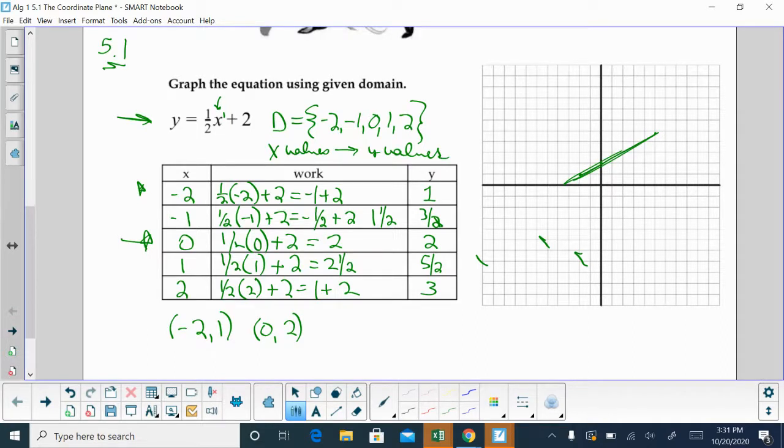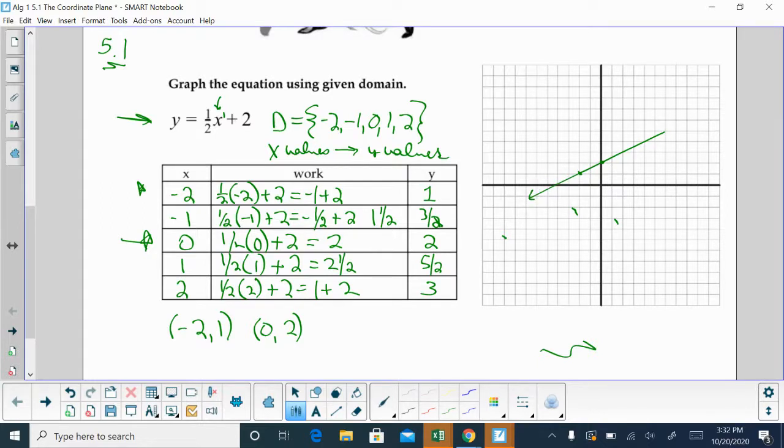That did not work out well at all. Let me erase some of this. And let's try again. All right. Trying again. All right, 2 points. So when x is -2, y is 1. When x is 0, y is 2. I can graph more of our points, but at this point, I really just need 2 points to make a line.